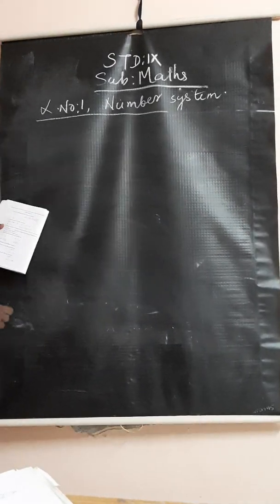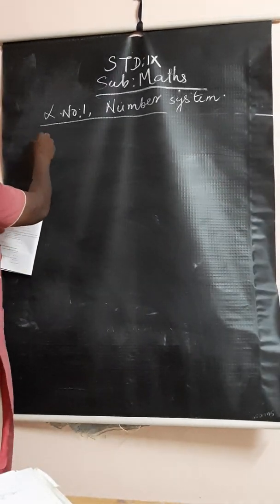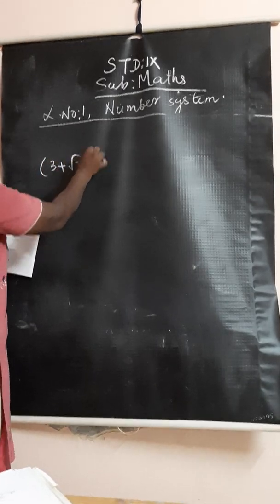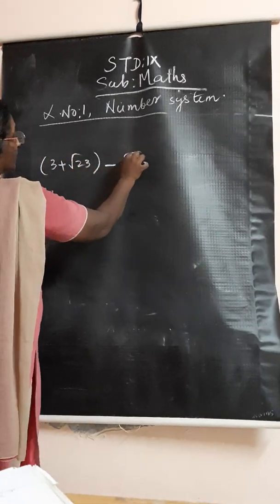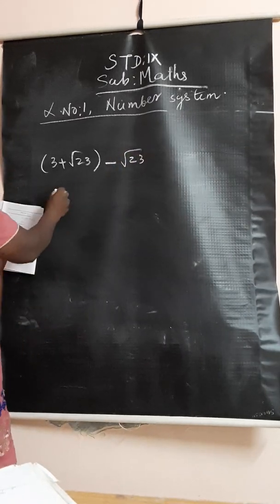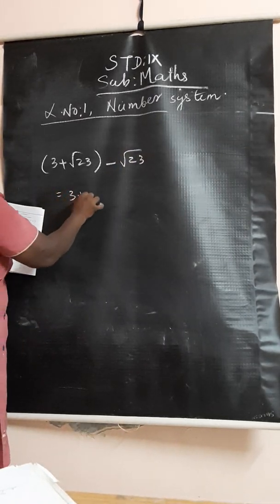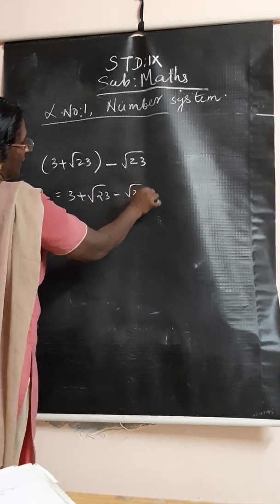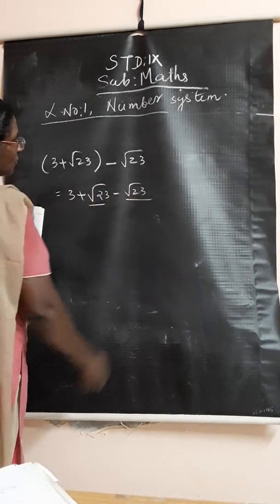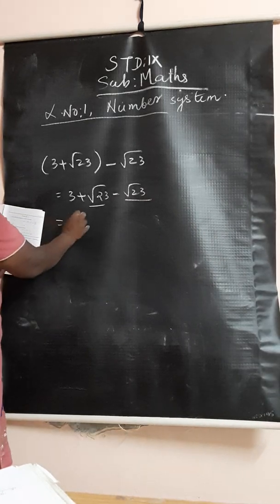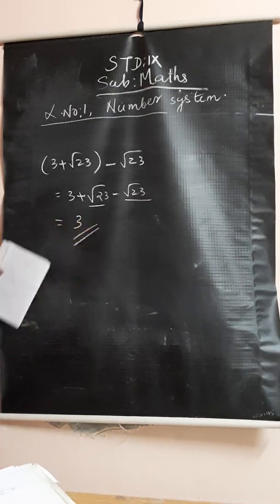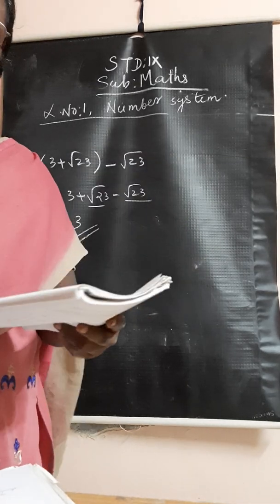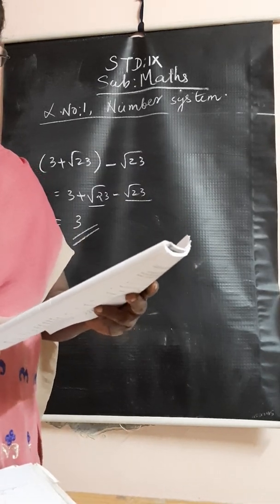Second question, simplify: 3 plus root 23 minus root 23. That is equal to 3, because plus root 23 and minus root 23 cancel. So what type of number is it? Rational. When this type of question comes, you have to simplify first, and only then state the final answer.